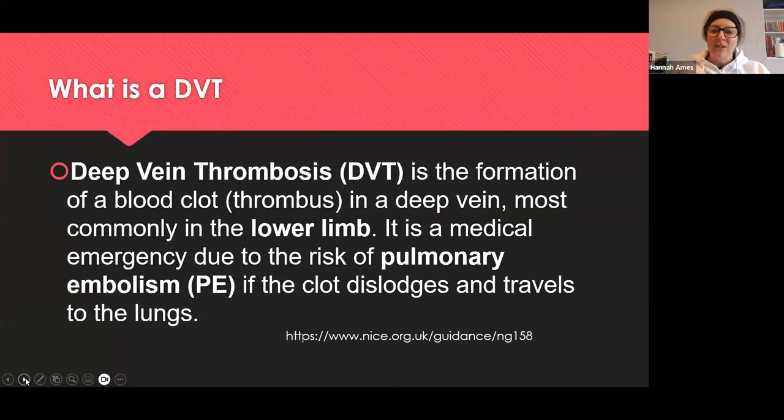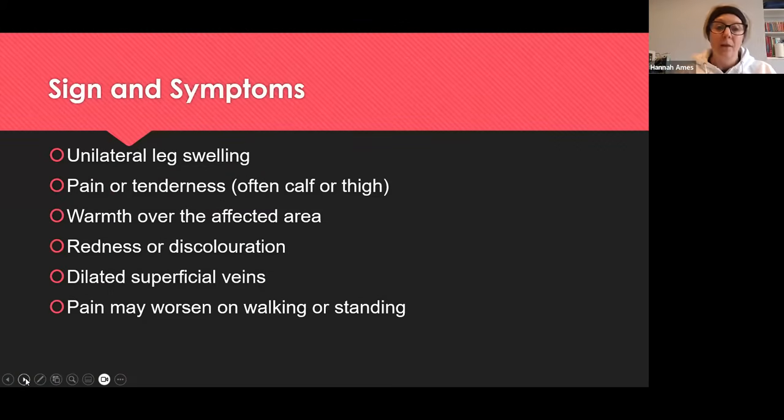Okay, so let's start off first with what is a deep vein thrombosis. So this is a formation of a blood clot in a deep vein, most commonly in the lower limbs, but you can get them in the upper limbs as well. It is a bit of a medical emergency because the main risk with a DVT is a small part of that clot dislodges and travels up to the lungs, and then becomes a pulmonary embolism, so a PE, and that is an emergency situation for the patient that needs to be treated. Okay, it's one of the reversible causes of cardiac arrest as well, so it can be potentially quite fatal.